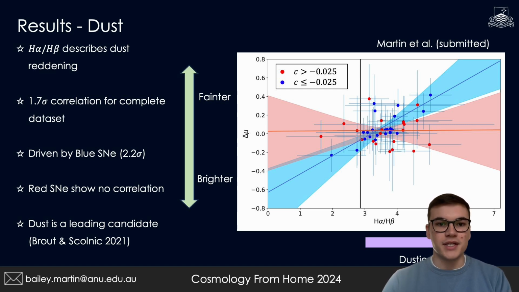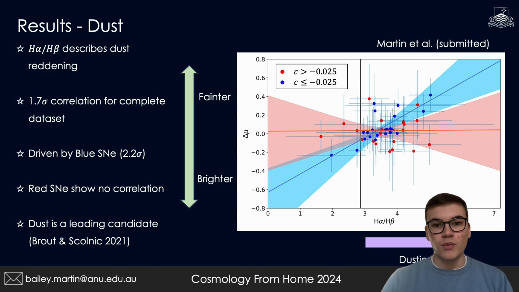But we do find something interesting when splitting the sample by supernova color. The blue supernovae show a 2.2 sigma correlation, while the red supernovae show a large scatter. This suggests that blue supernovae are not being accurately corrected for dust attenuation by the color parameter.